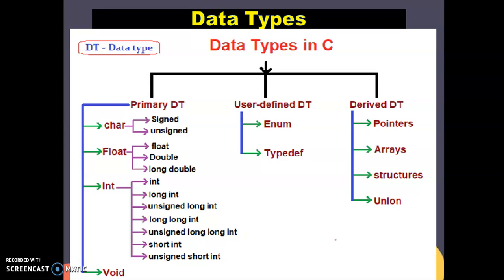The second one is user defined data types. It is categorized into 2 types: enum and typedef. And the third one is derived data types. It is categorized into 4 types: pointers, arrays, structures and union. We will see them one by one later.